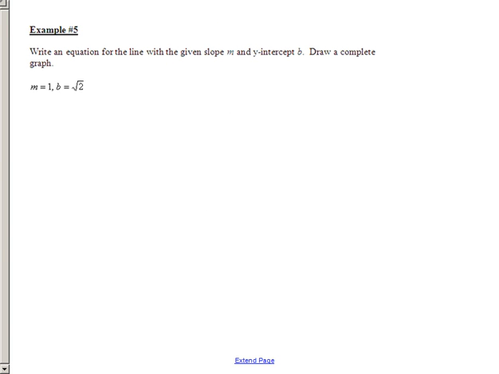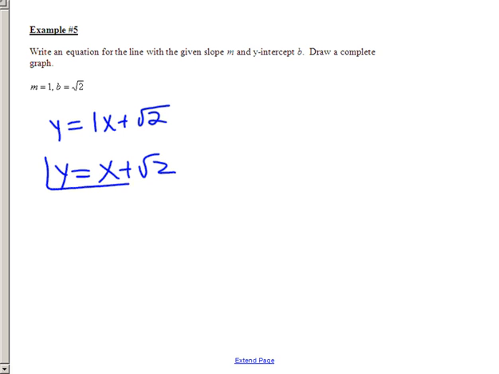Example 5, write the equation for a line with the given slope and y-intercept. Draw a complete graph. It doesn't get any better than this. To find the equation of a line, given a slope and the y-intercept, is simply y equals 1x plus the square root of 2. Now, if the coefficient is 1, we typically don't write it. It's an assumed 1. So just write y equals x plus the square root of 2. That easy. We could convert this if we wanted.